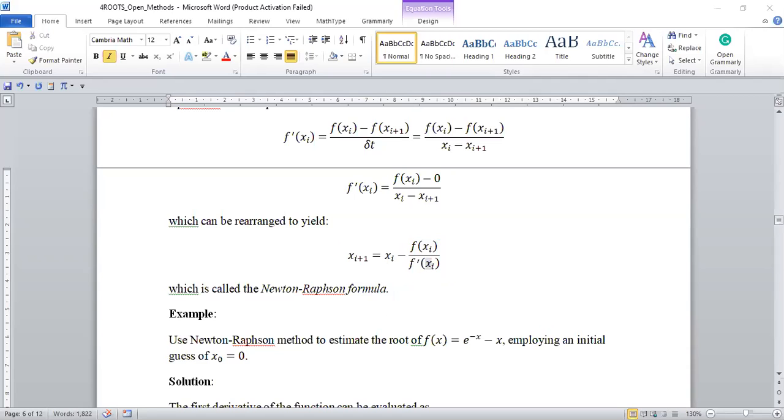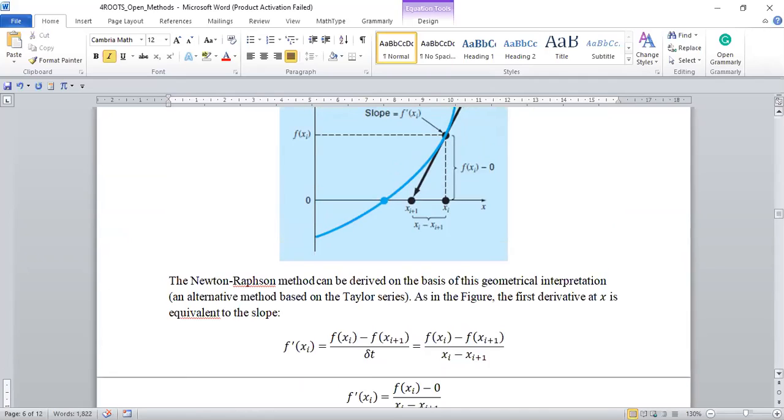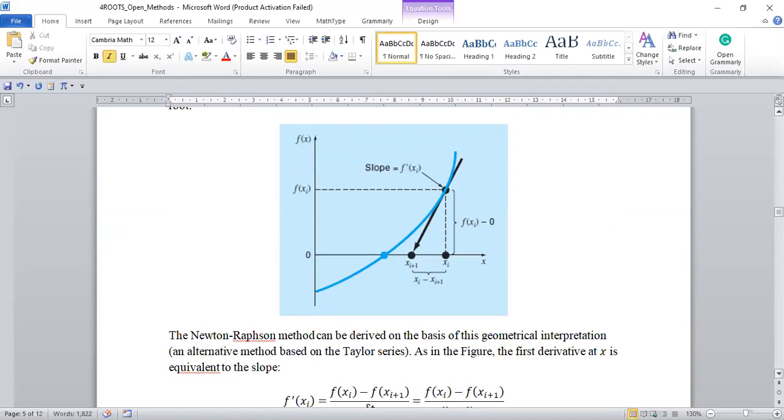Let me come again. The Newton-Raphson method for finding the root, like I said, is the most common method because it's very, very fast.